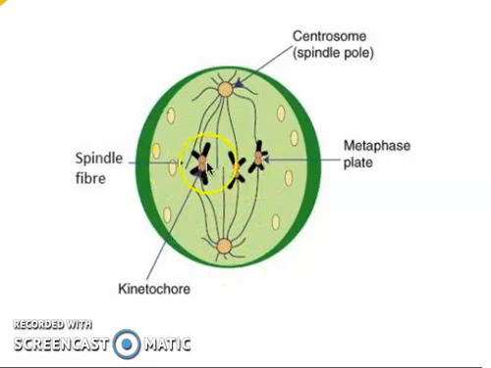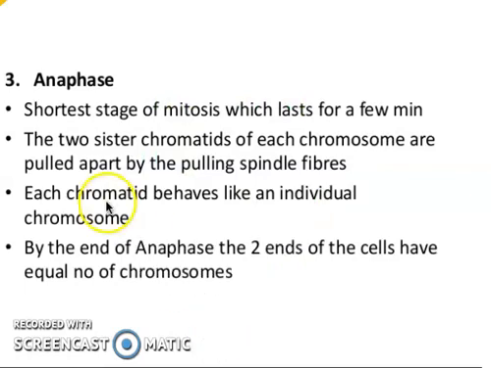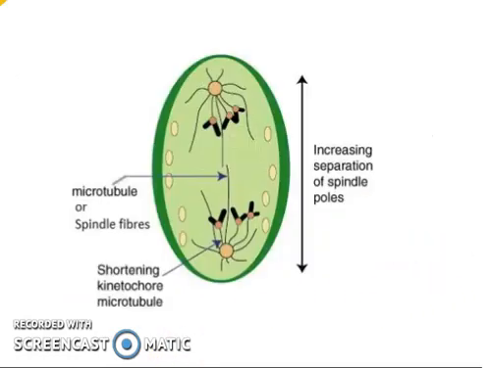Attachment has been done. Chromosomes have been aligned exactly in the center, and in the next phase, called anaphase, which is the shortest stage of mitosis and lasts just a few minutes, the two sister chromatids of each chromosome, which are connected at the centromere, will be pulled apart by the spindle fibers. As we have previously mentioned, they have the ability to stretch to opposite sides, so the sister chromatids will be pulled apart. Each chromatid behaves like an individual chromosome. By the end of anaphase, the two ends of the cell have an equal number of chromosomes.